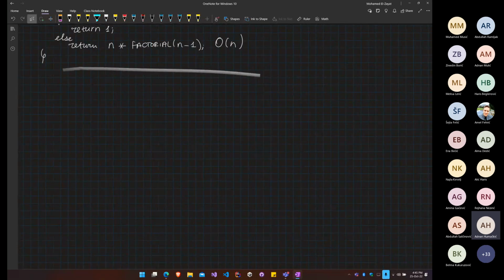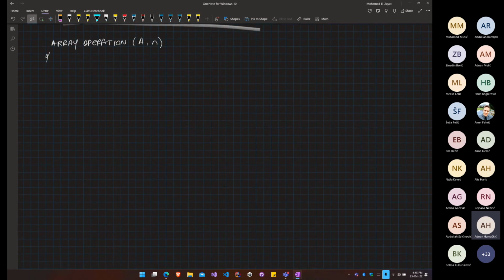Let us actually talk about more examples. Let's have an array operation, a certain array operation which nobody cares about. It just does something. So I'm going to write it here. Array operation. That's the name of the function, which takes an array and the size. Again, we are writing in the C style. And then we have a for loop.